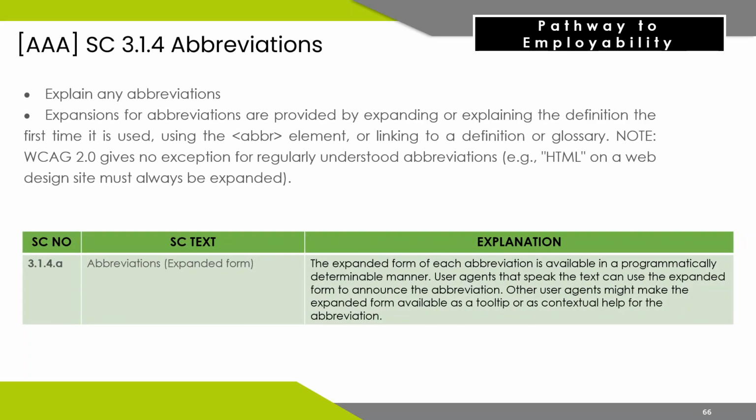The requirements for success criterion 3.1.4 Abbreviations are 3.1.4.a Abbreviations, expanded form. The expanded form of each abbreviation is available in a programmatically determinable manner. User agents that speak the text can use the expanded form to announce the abbreviation. Other user agents might make the expanded form available as a tooltip or as contextual help for the abbreviation.